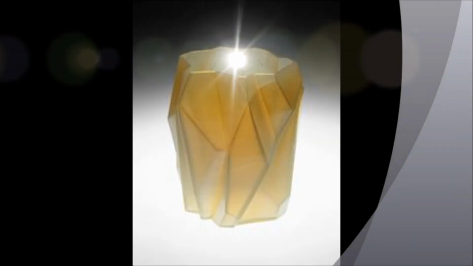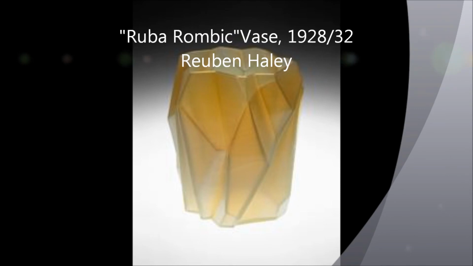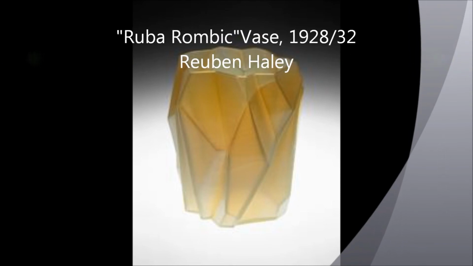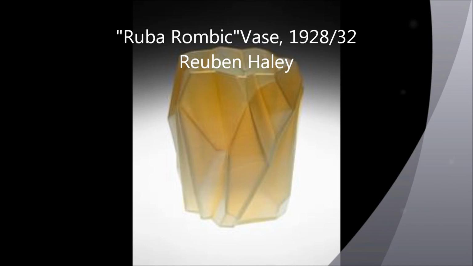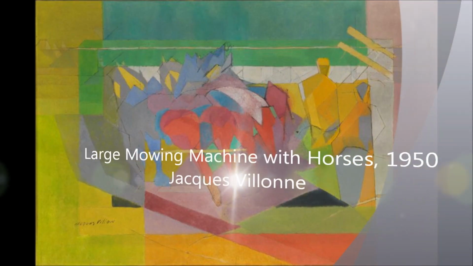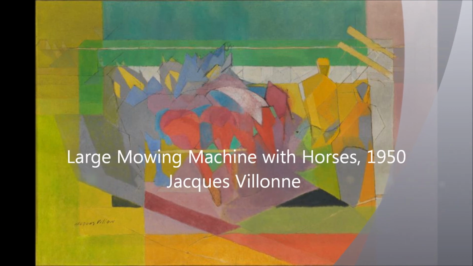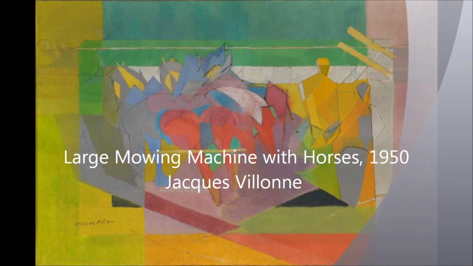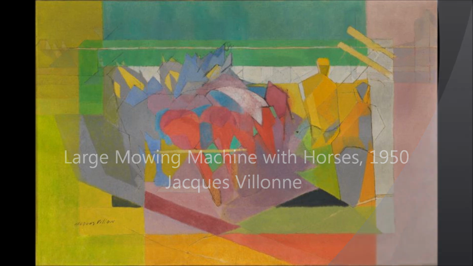Rhombic Vase, 1928, Reuben Haley. Reuben Haley captured the geometric planes and dramatic angles of Cubism within the spirit of the 1920s. Large Rowing Machine, 1950, Jacques Villon, oil on canvas. Jacques Villon, a brother to Marcel Duchamp and Raymond Duchamp-Villon. Villon painted under the name of Jacques Villon instead of his given name Gaston Duchamp to distinguish himself from his siblings. In this piece, you sense movement, yet it still captures the Cubism technique.